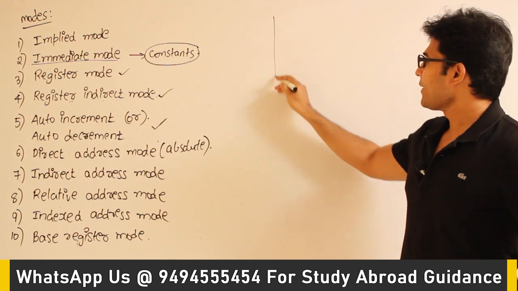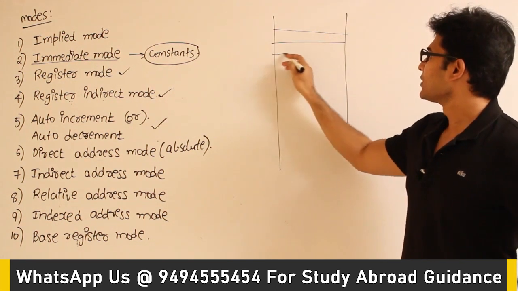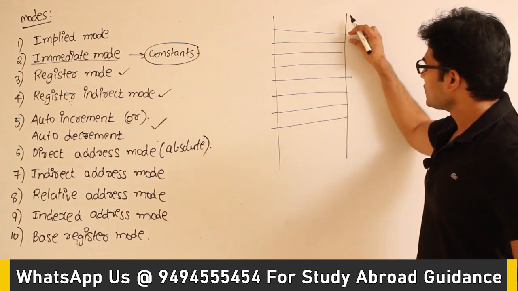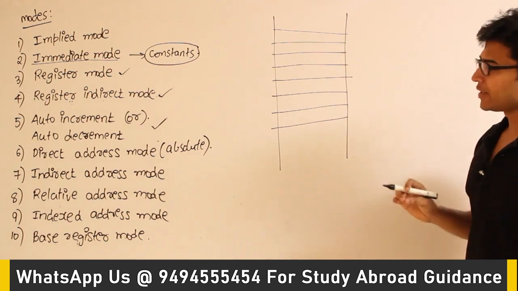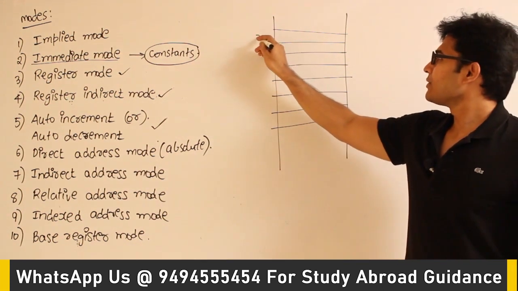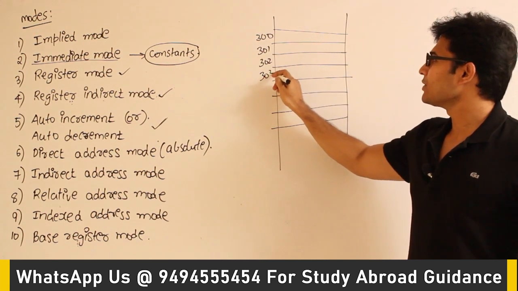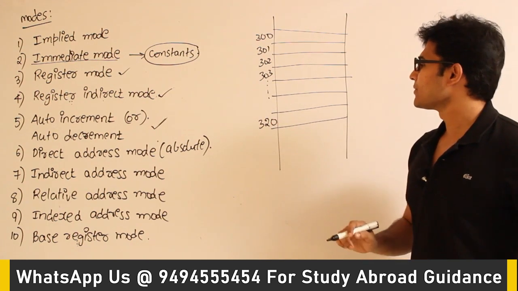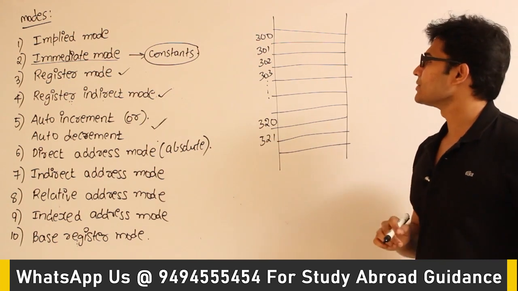Let us say we have a program loaded in the memory like this, and assume that each row that I'm drawing represents a word, and the instruction is loaded there. Say the address here is 300, it is 301, it is 302, it is 303, and so on. Let's say it is 320 somewhere, and 321, something like this.